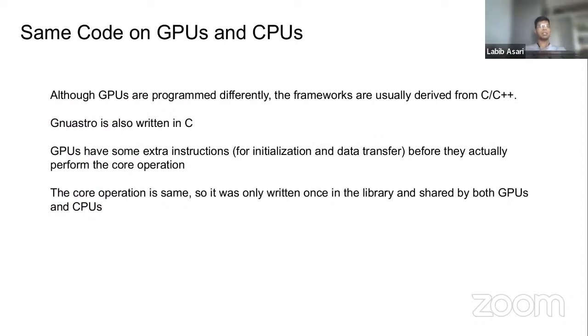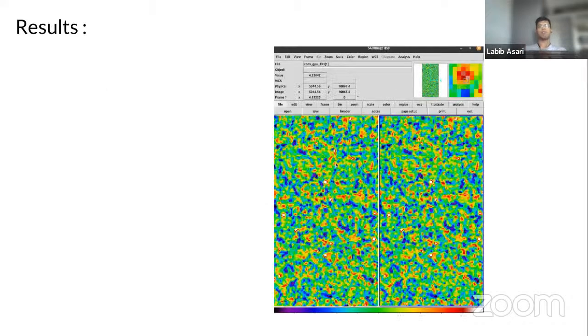So as I mentioned earlier, we have to write different codes, but most of the frameworks are derived from the C or C++ language, and Gnuastro is also written in the same language. So apart from the extra code that GPUs have, which involves initialization and data transfer, the actual convolution operation remains the same. So we tried that as well, and just to confirm that we are getting the same outputs from both, we viewed both the images on DS9. So the left one is from the GPU and the right one is from the CPU.